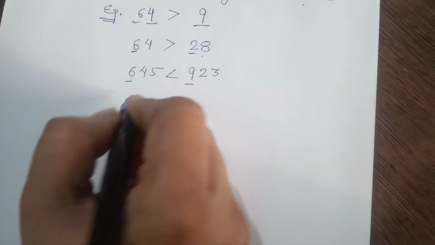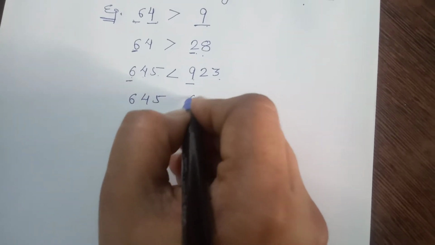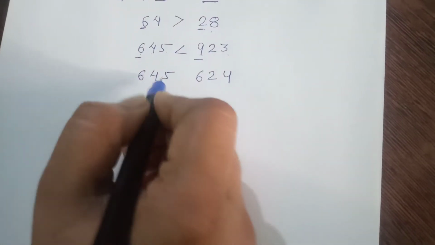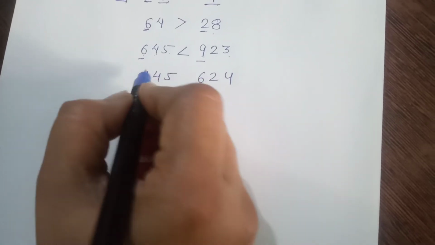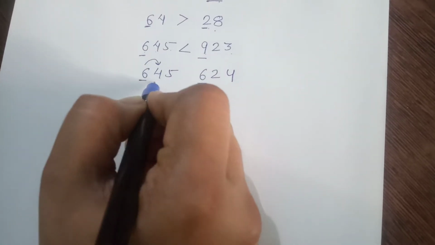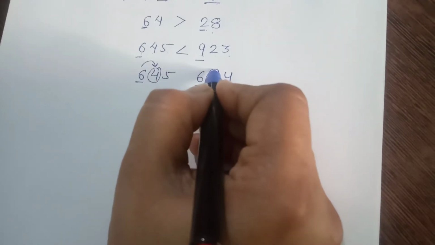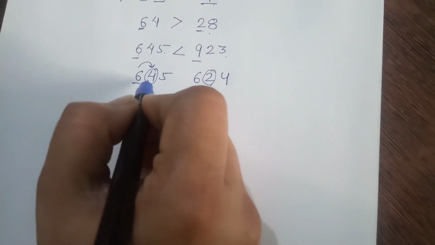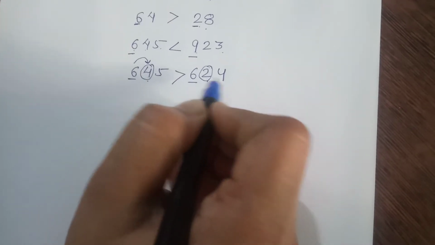But if we are having numbers like 645 and say 624, then what will we do? We will check that the first digits are the same, then we jump to the second digit. Compare the second digits, 4 and 2. 4 is greater than 2, then the number 645 will be greater than 624.